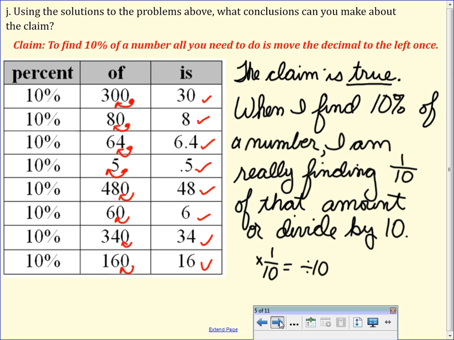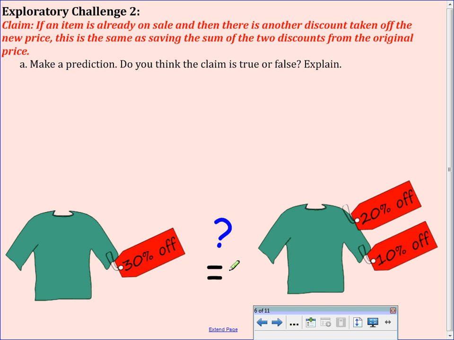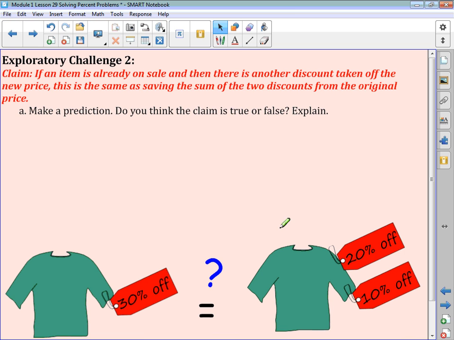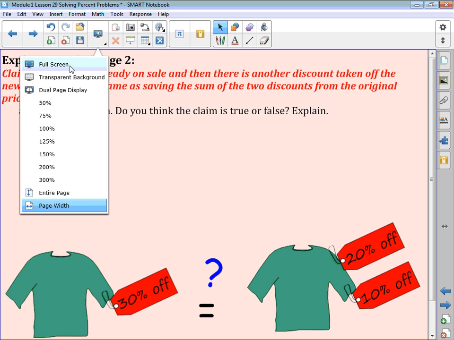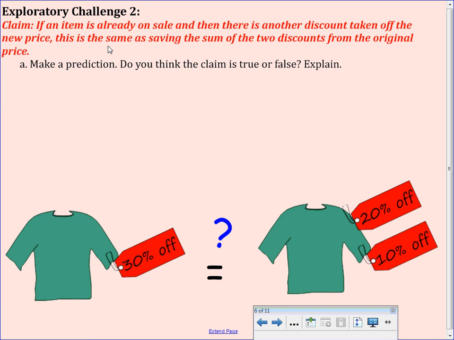Okay. Well, now we have another claim. This claim is going to state, if an item is already on sale, and then there is another discount taken off at the new price, then it's the same as saving the sum of the two discounts from the original price. All right, a lot of times I'll go to a store and I take out my special wallet that's got all my coupons in it.